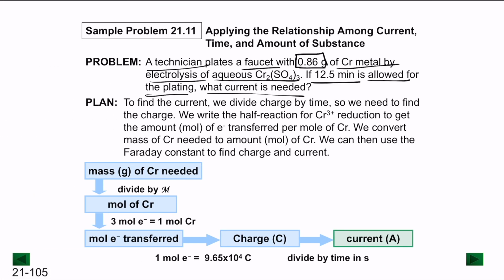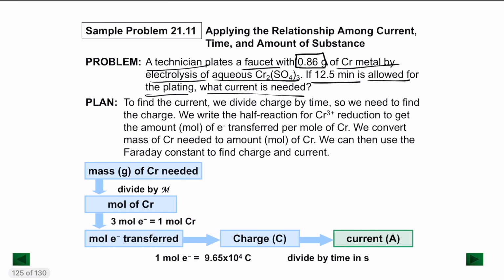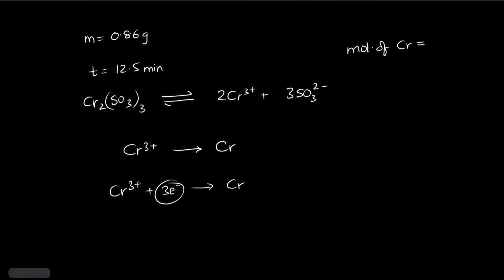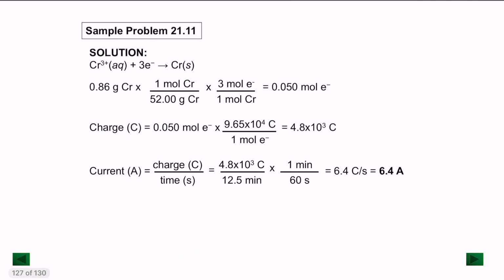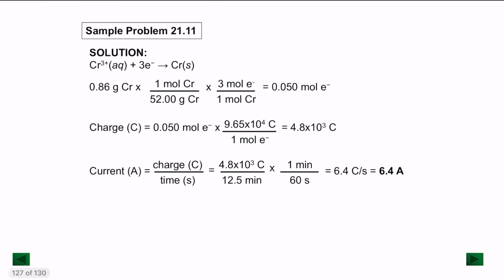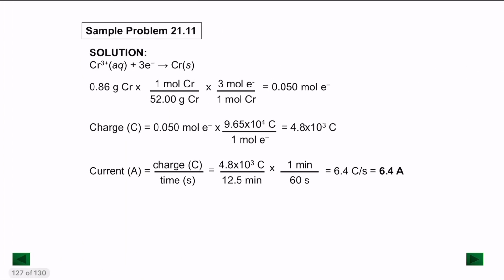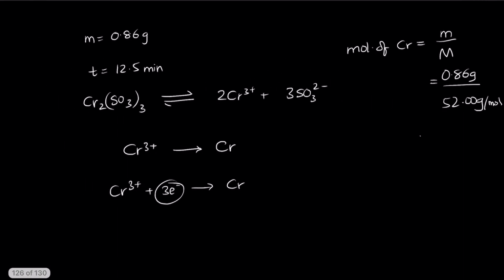Now, for it to create 0.86 grams of chromium, we need to calculate the number of moles of chromium. To do that, we just divide the mass by the molar mass. The mass here is 0.86 grams, and the molar mass of chromium is 52, which gives you a value of 0.050 moles of chromium.